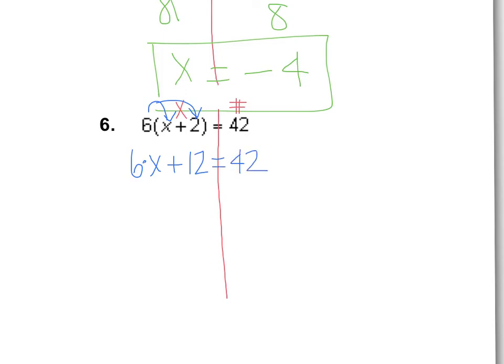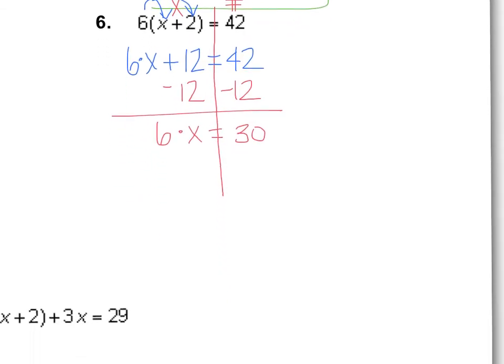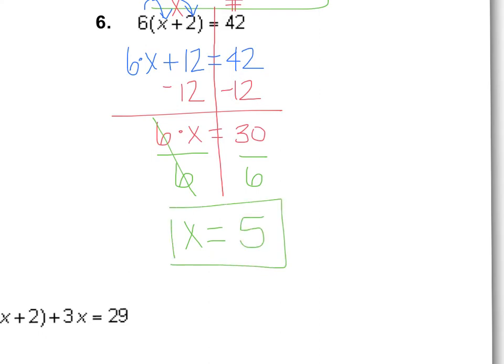And now this problem is like both 1 and 3. So to get rid of the plus 12, we minus 12 from both sides. So we have 6 times x equals 30, because 42 minus 12 is 30. And to get x completely by itself, we have to get rid of the 6. So to get rid of something that's multiplied, we divide both sides by 6. So I end up with x equals 30 divided by 6 is 5. And that would be my answer.